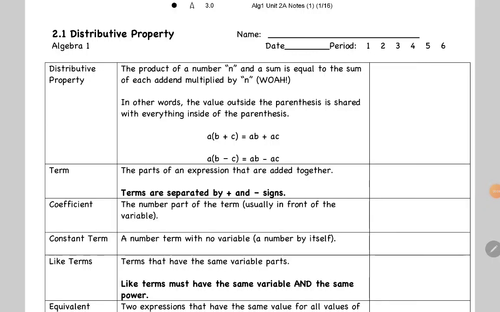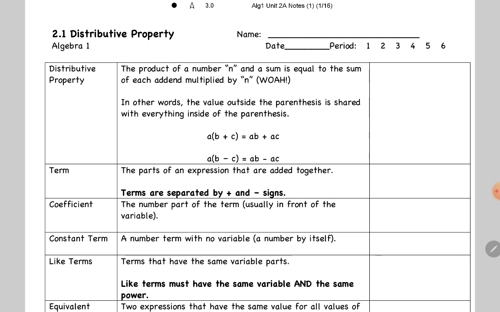Today in Algebra 1, this is Unit 2.1. This would probably be Chapter 3 in that red book. Actually, I don't think it is in Chapter 3. I don't know what this is. But we're going to do this before we start Chapter 3, and let's go over the distributive property.